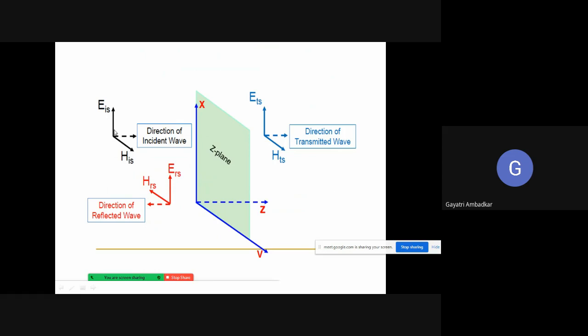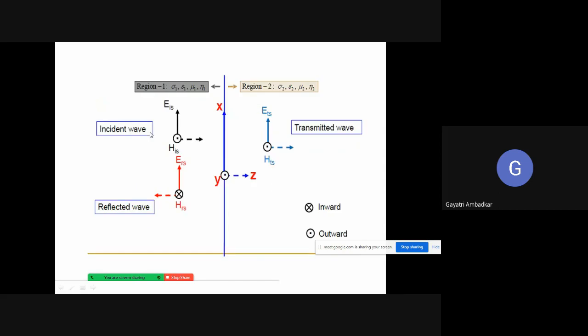So the same thing is shown here. This is the direction of the E field. This is the direction of the H field. So this is the incident wave, this is the transmitted wave and this is the reflected wave. Now for every medium, we have already defined some parameters: sigma 1, epsilon 1, mu 1, eta 1. Similarly, here also conductivity, permittivity, permeability and intrinsic impedance for the second medium are given.